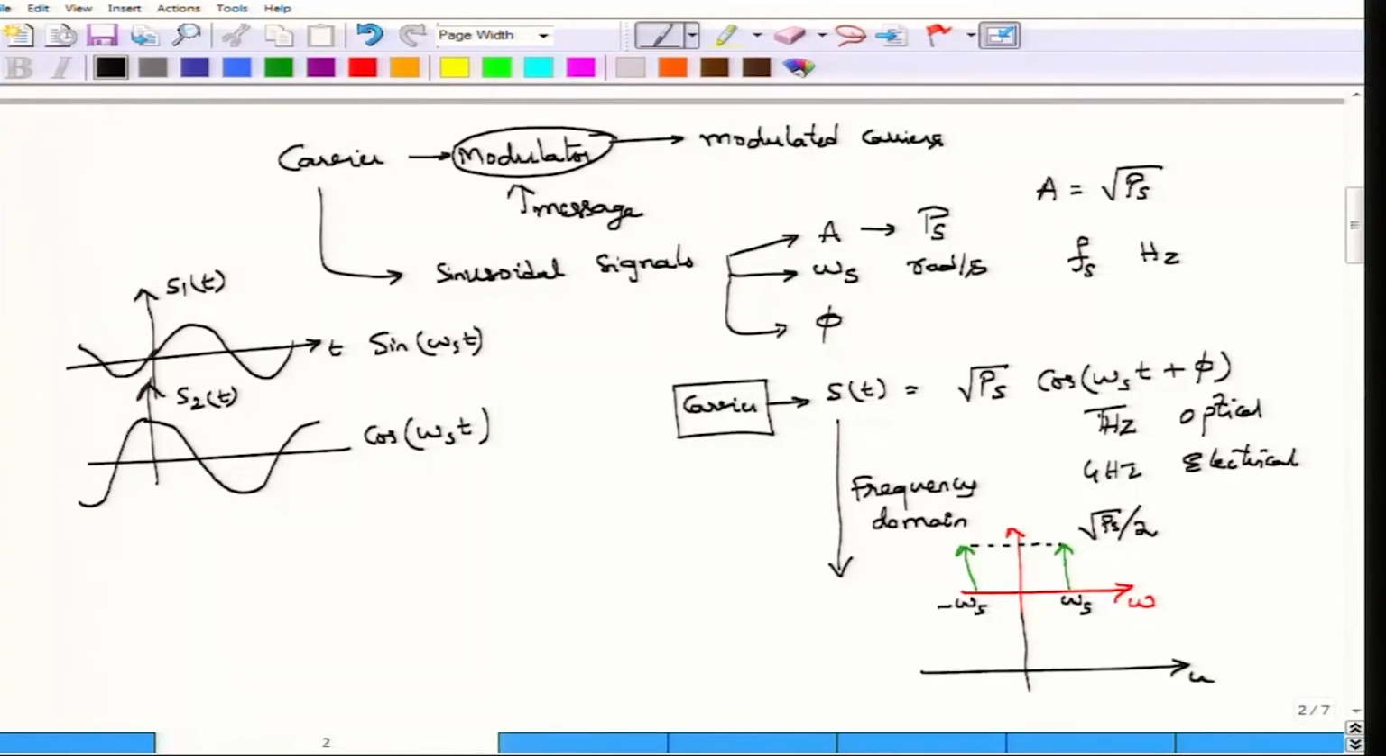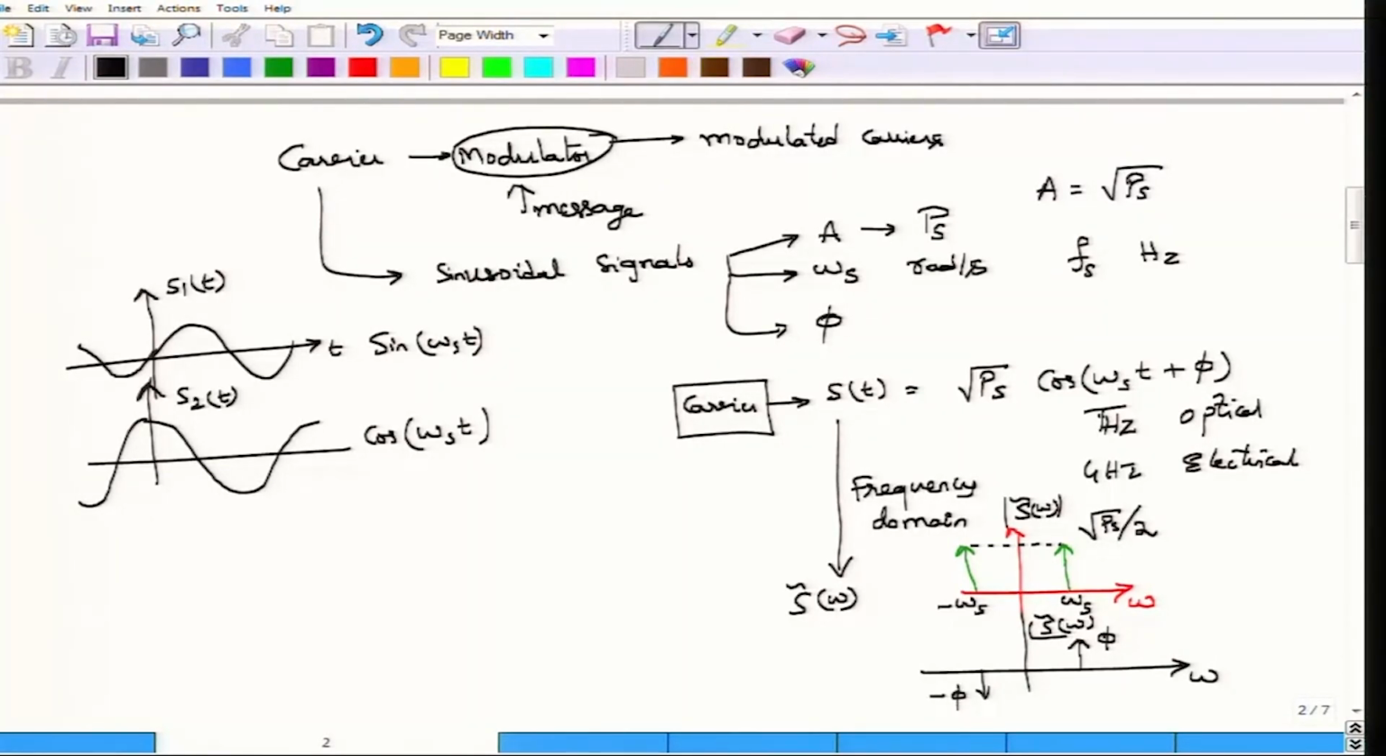So, if you look at the phase of the Fourier transform of S of t, let us call the Fourier transform of S of t as S of omega. This would represent the magnitude of S of omega, and if you now look at the phase of S of omega, you would see that this one has a phase of phi and this one has a phase of minus phi.